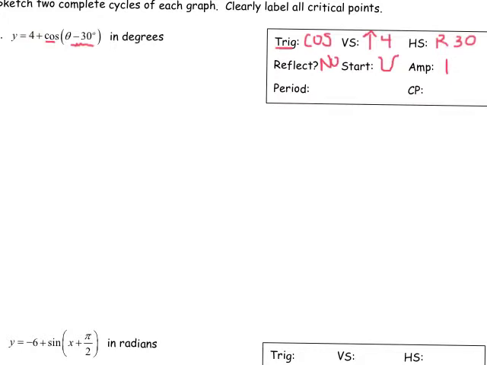The period is the number in between the trig and the theta, which again, we don't see one. So typically we say it's 360, and you can divide it by 1 if you want, but that's still going to be 360. And so we find those critical points by doing 360 divided by 4, which is 90, just like when we studied the parent function.